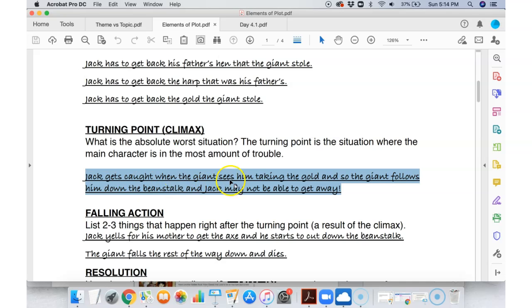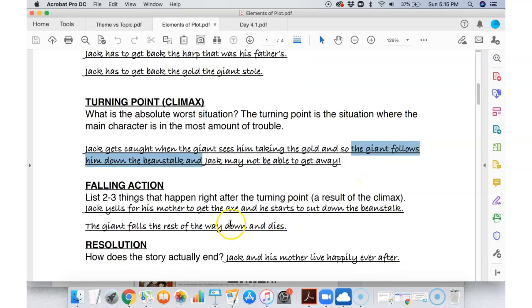And to get even more specific, it's not even so much that the giant sees him taking the gold. I mean, it's a pretty big problem because the giant never actually saw him take anything before. This is the first time he sees it. But to get even more specific with what exactly is the turning point or the climax in the story, it's this part right here where it says the giant follows him down the beanstalk. Right? I could have shortened this. I didn't have to actually write all of this, okay? I really could have just put, it's the part where the giant follows him down the beanstalk.